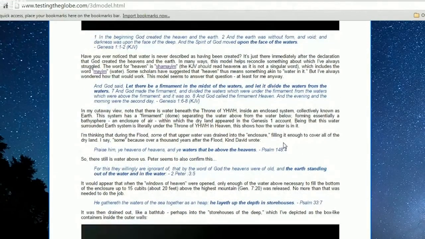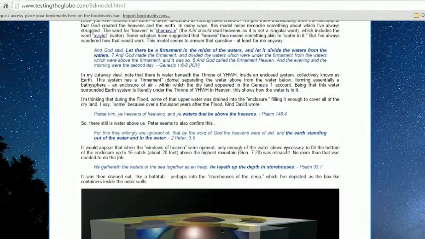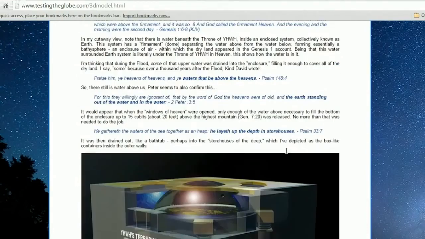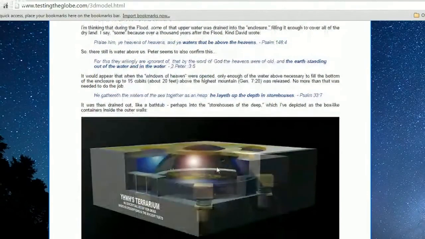Okay, so there still is water above us. Peter seems to also confirm this when he writes in 2 Peter 3:5, "For this they willingly are ignorant of, that by the word of God the heavens were of old, and the earth standing out of the water and in the water." So you see the earth out of the water and yet still in the water.